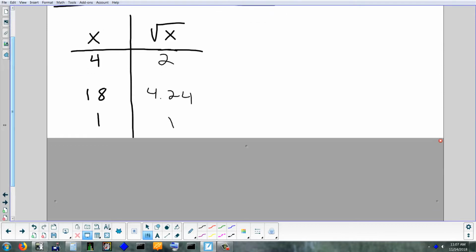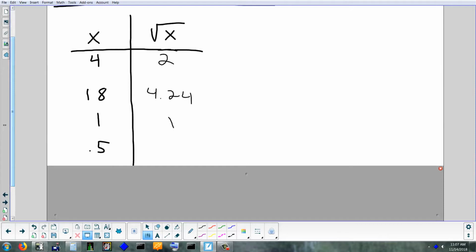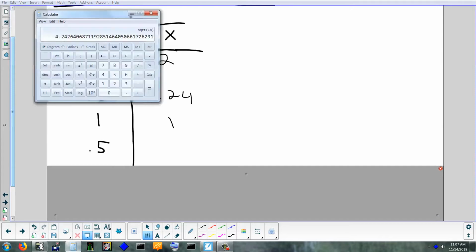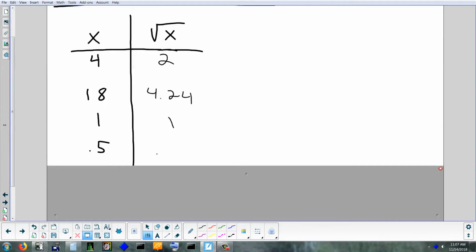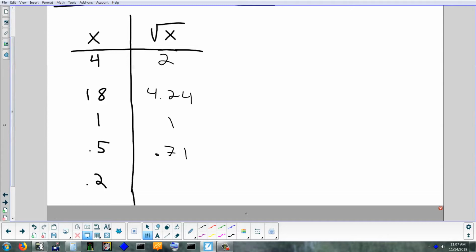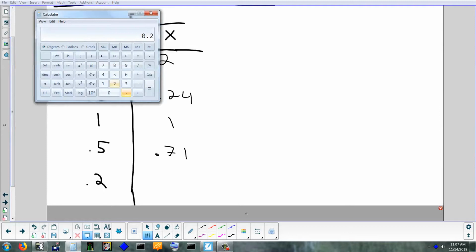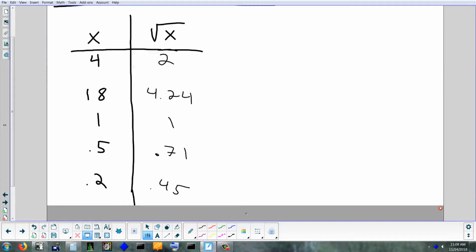Okay? Let's try this one. Square root of a half. If I do 0.5 and take the square root, I get 0.71 if I round it. Got bigger. And let's just do one more. 0.2. Square root. 0.45. It got bigger. So the answer is, does the square root get smaller or larger from the original number? It depends.